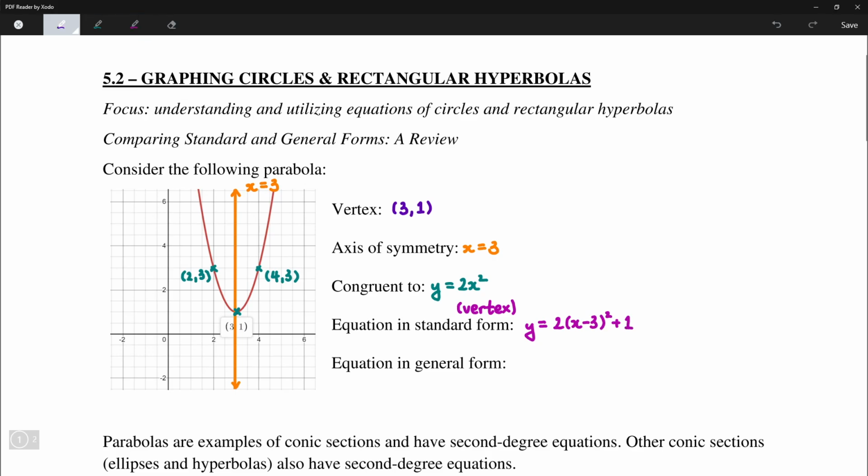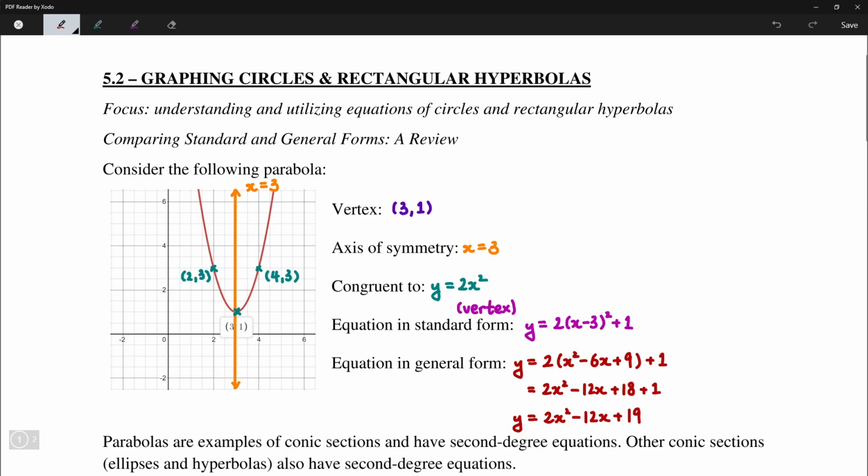The equation in general form can be found by expanding the square in the middle here. So we have x squared minus 6x plus 9, and then plus 1 on the outside of the parentheses. Multiply everything by 2, so we have 2x squared minus 12x plus 18, and then the plus 1. Combining like terms gives us the equation y is equal to 2x squared minus 12x plus 19.